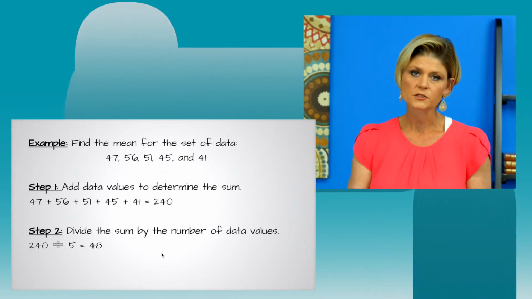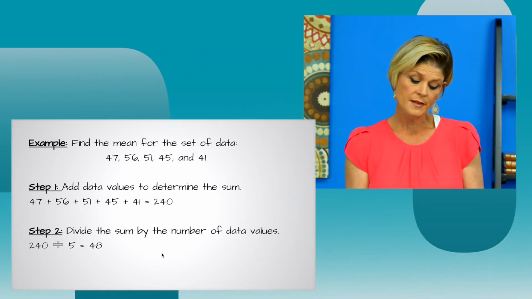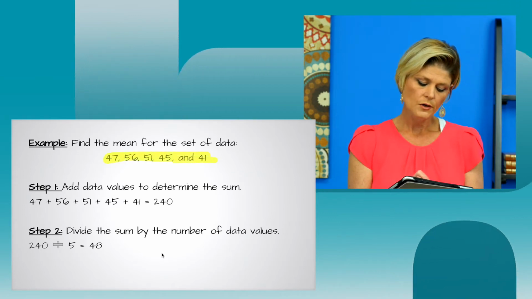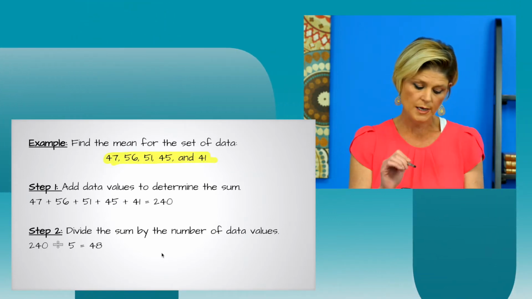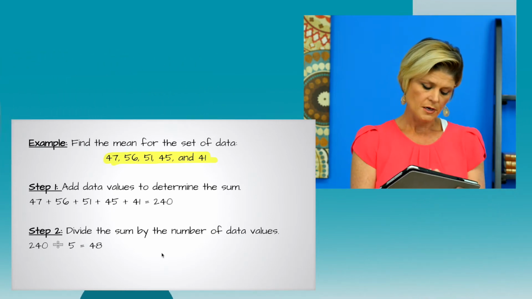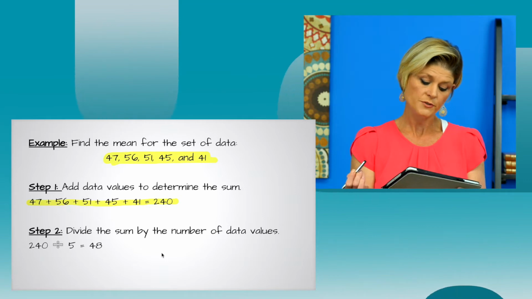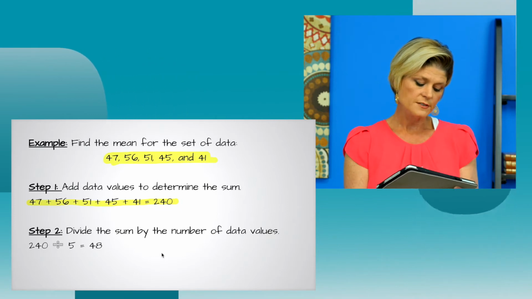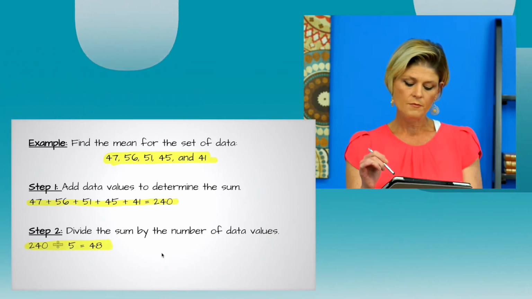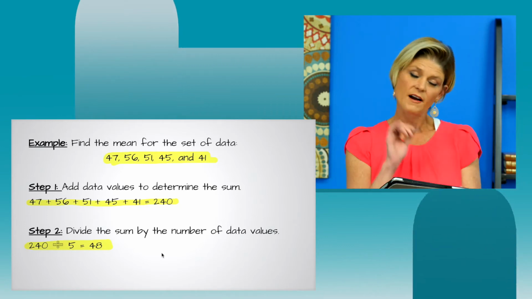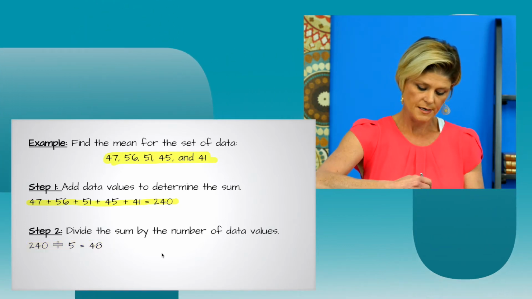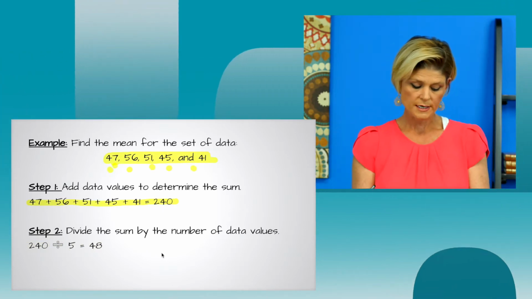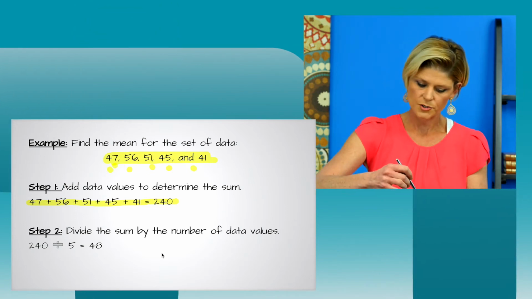Let's take a look at how we would solve a problem with mean. The example is: find the mean for the set of data 47, 45, 51, 45, and 41. Really simple, just remember these two steps. Number one, add the numbers all together. 47 plus 56 plus 51 plus 45 plus 41 equals 240. Then the second step is to divide our total, or the sum, by the number of data values. I have 5 numbers in that set of data: 1, 2, 3, 4, 5. So I just divide 240 by 5 and I get 48. That's my average, or my mean.